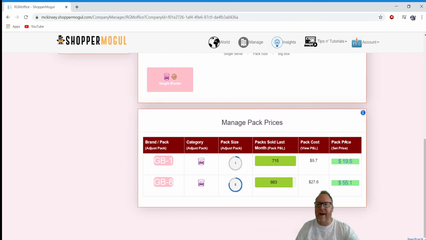Now, if we scroll down, we can see a manage pane for our packs. So we can see here for each one of the packs we own, we'll have a line in our table here. So let's say we've got GB1. This is Goggle Blaster 1-pack. A bit of basic information.